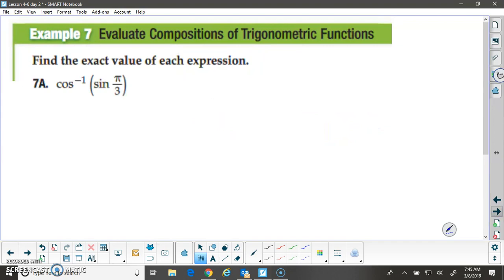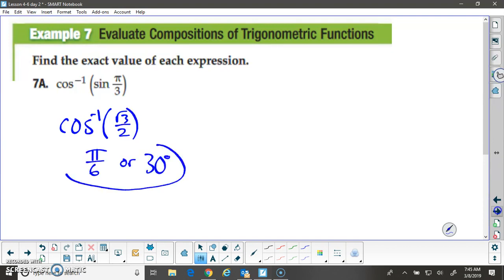Next we have the cosine inverse of sine of pi over 3. Well, the sine of pi over 3 is square root of 3 over 2. And then the cosine inverse of square root of 3 over 2 is pi over 6, or 30 degrees.